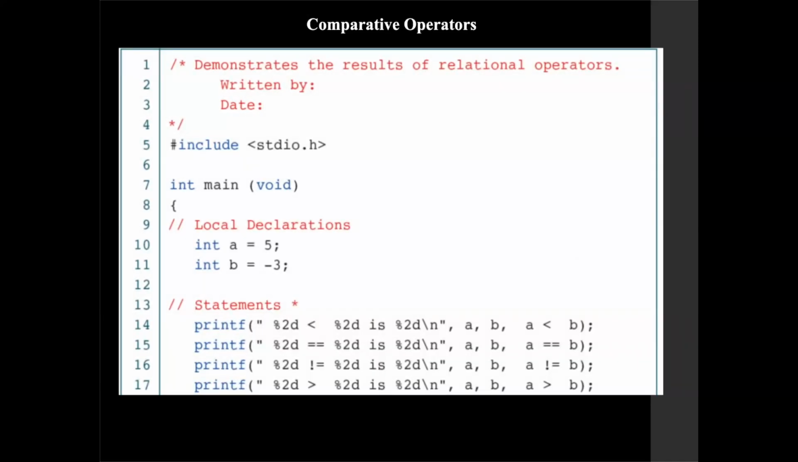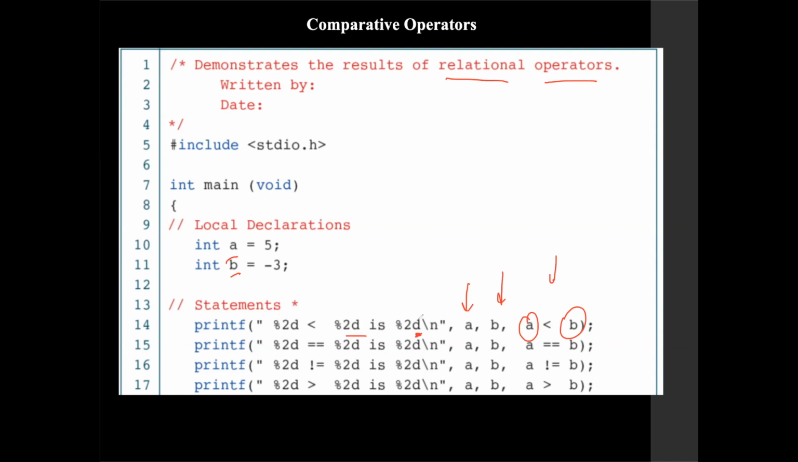This is a quick illustration of various comparative operators. We have a less than b. These a's and b's are usually integers here; none of this is a Boolean. As you can see here, your format specifier represents digits, which is exactly what you need for these.